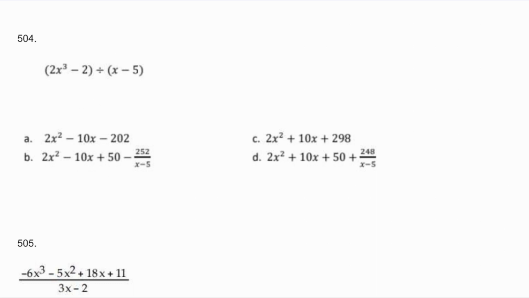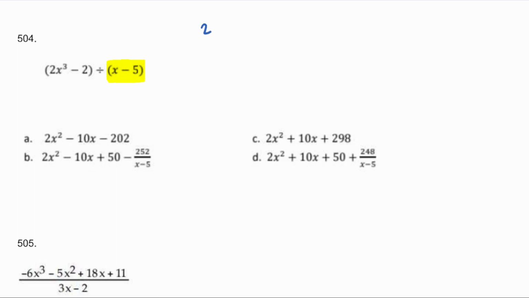All right, just 2 more pages. So 2x to the 3 minus 2 divided by x minus 5. I really liked this one. So if we're going to divide by something like x minus 5, we can use synthetic division, right? Because we can use synthetic division when we are dividing by a binomial that's just x plus a number or x minus a number. This one we're going to have to be careful with because of all of these missing terms between x to the 3 and negative 2. There's no x squareds, there's no x's.